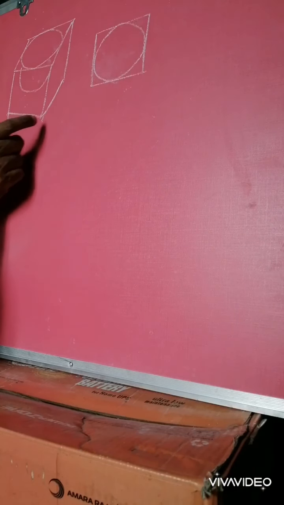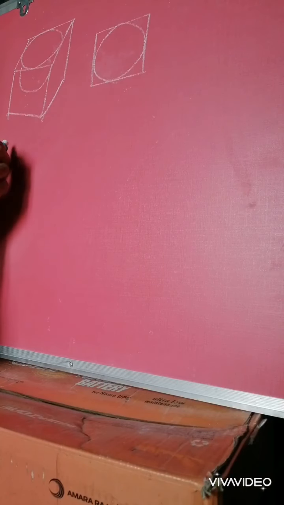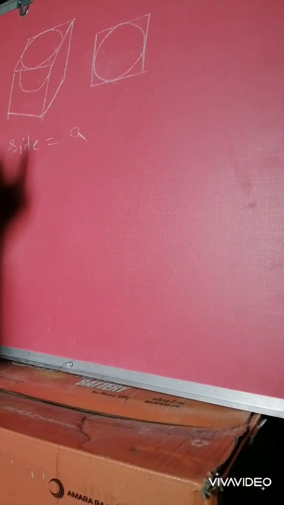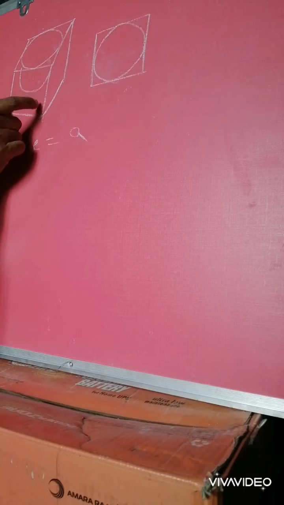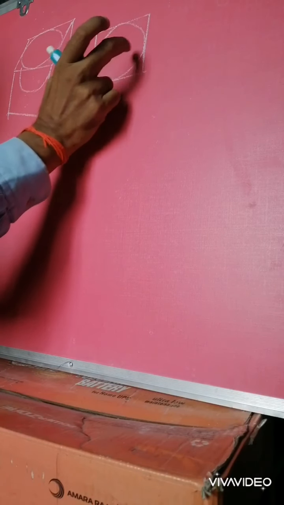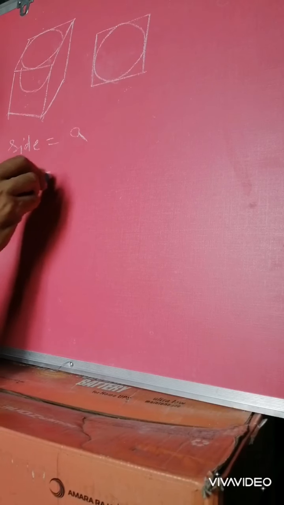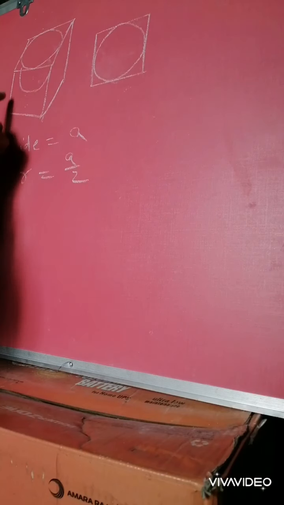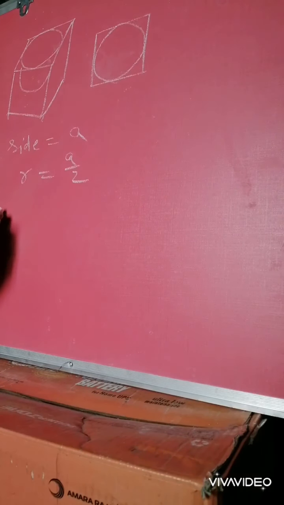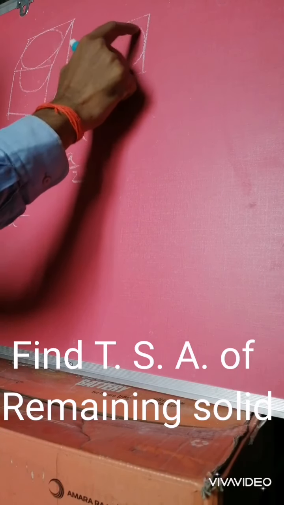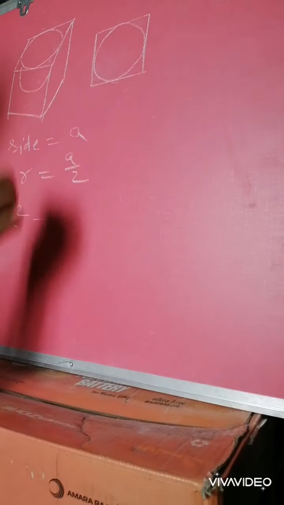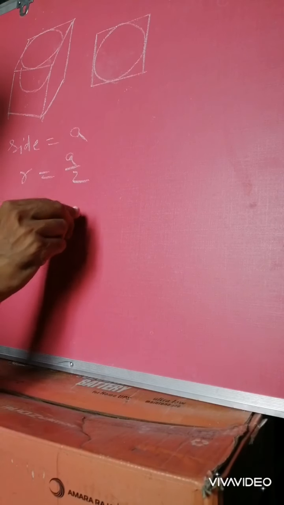So how to find? Let the edge of the cube, each side, be equal to a, and the hemisphere diameter equals the edge, because the hemisphere is to completely fit here. Therefore the radius will be a by 2 units. Now you have to count the total surface area. As you know, the total surface area of a cube is 6a square. But when you see the front view, a circular hole you can see. That means the circle is not there. Therefore you have to subtract the area of that circle, that is pi r square.